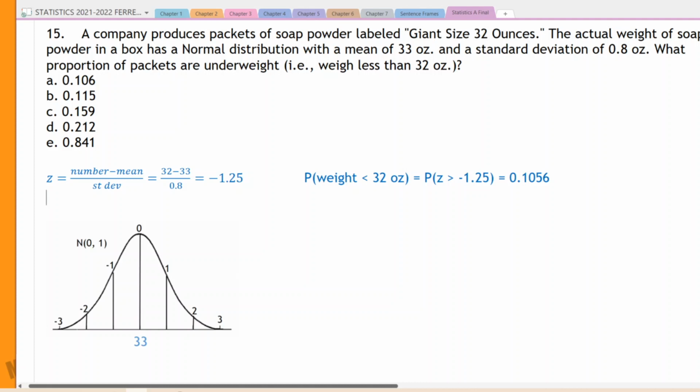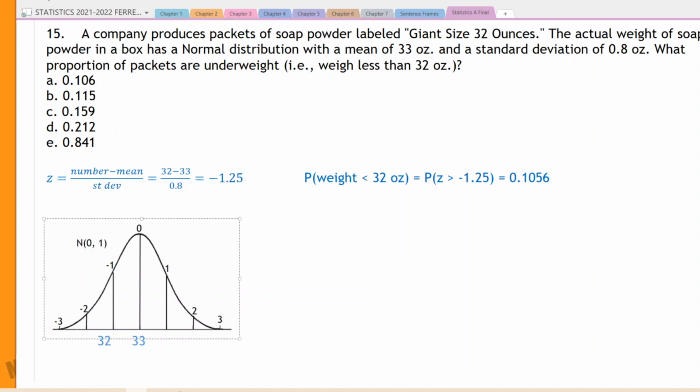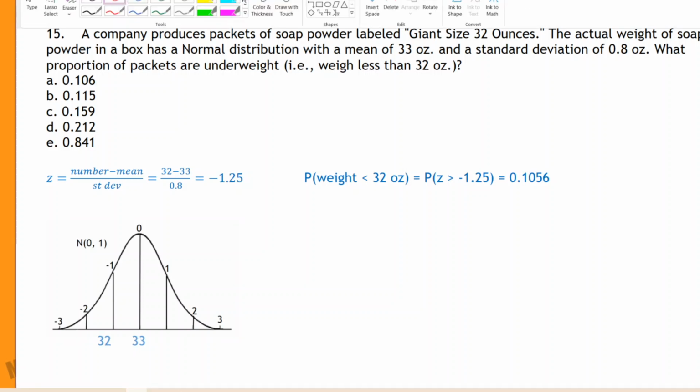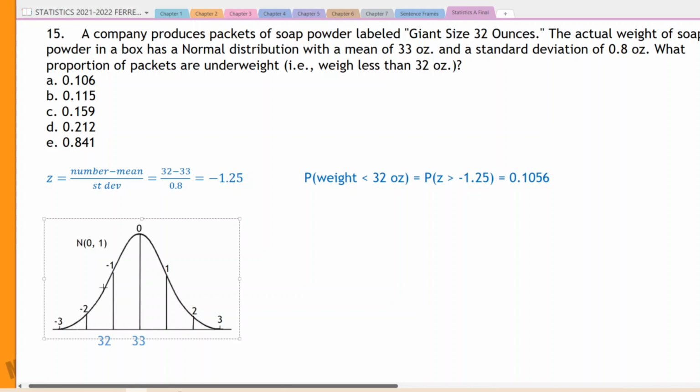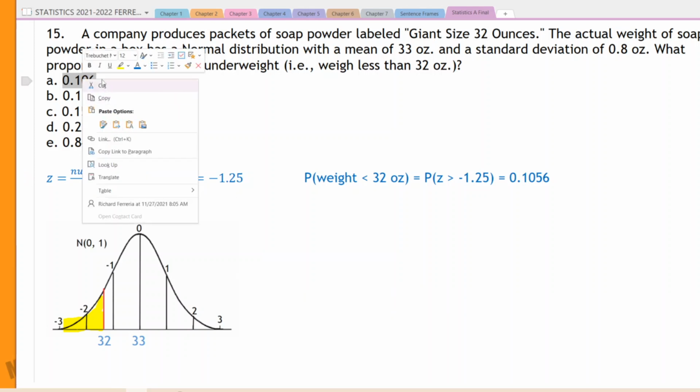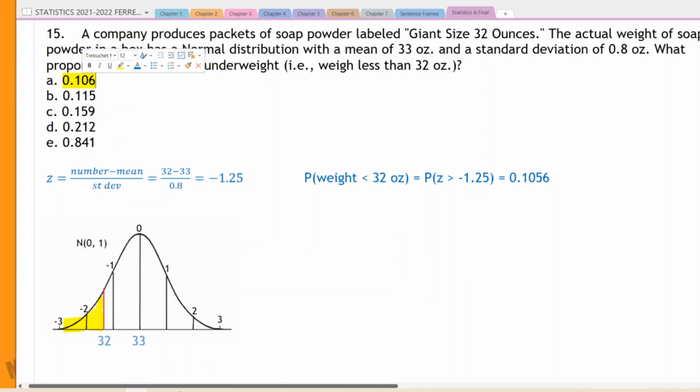Over here, we'll fill out our curve again. If our mean is 33 and our standard deviation is 0.8 ounces, then 32 would be just right over here, right around negative 1.25. Again, shade to the left of that because we want to know less than 32 ounces. And we'll look for a correct answer choice. That looks like this one, 0.1056. So that's our 15.